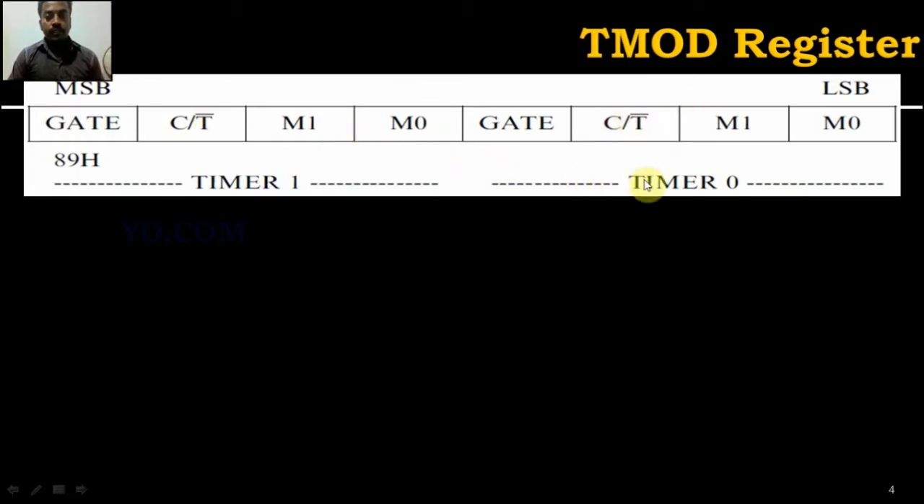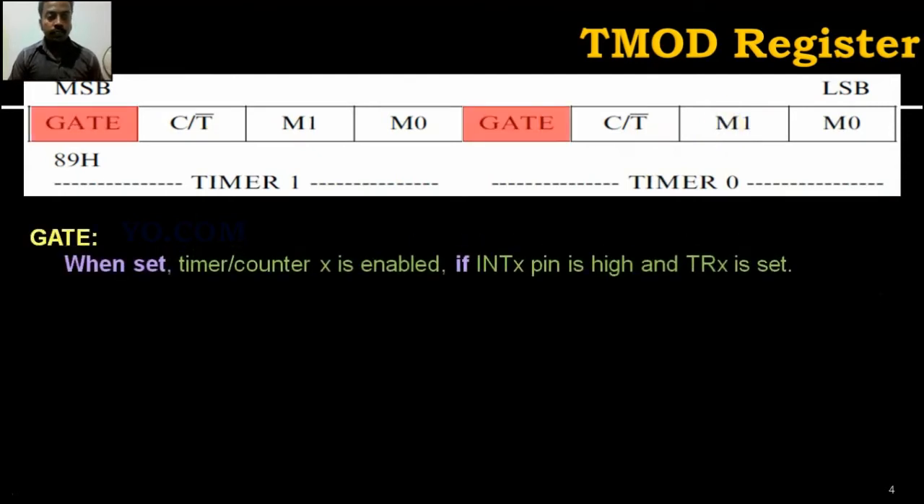Actually here we have two timers, timer 0 and timer 1. For each timer we have 4 bits: one for gate, then counter or timer, then the mode values M1 and M0. So we will see the modes. The gate is used to enable or disable the timer. When it is set, the timer counter is enabled. If not set, it is disabled.